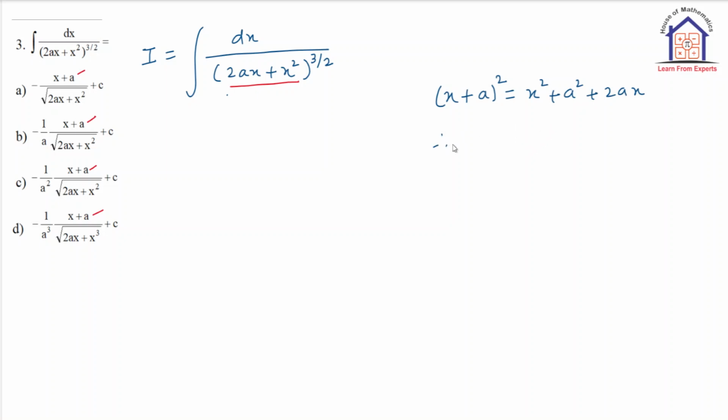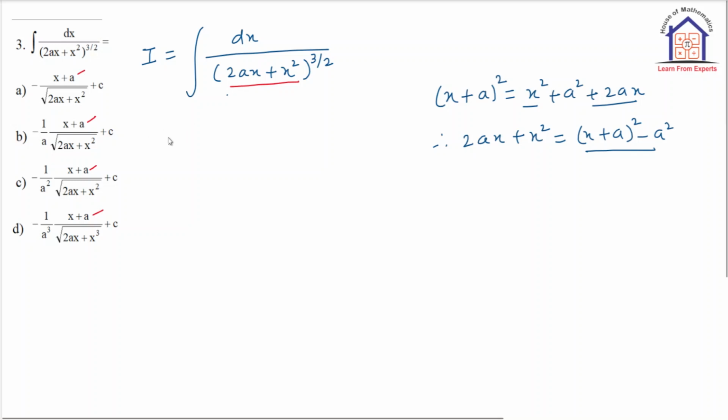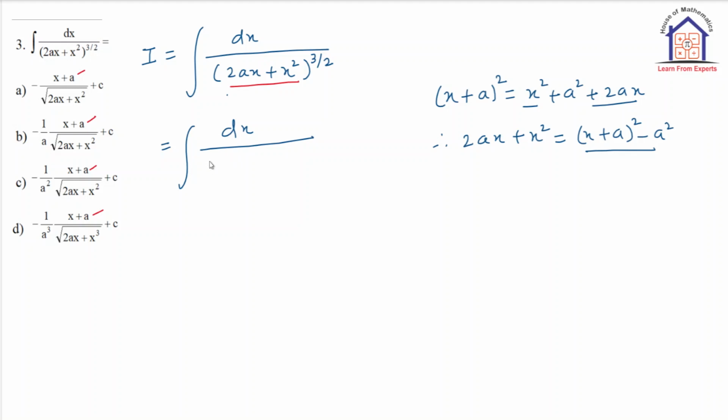So we can write 2ax plus x square as (x plus a) whole square minus a square. Like this, 2ax plus x square will be converted into the form of x plus a. So we will replace 2ax plus x square in the integration of dx by, we will replace 2ax plus x square by (x plus a) whole square minus a square. So this becomes ((x plus a) whole square minus a square) to the power 3/2, right?